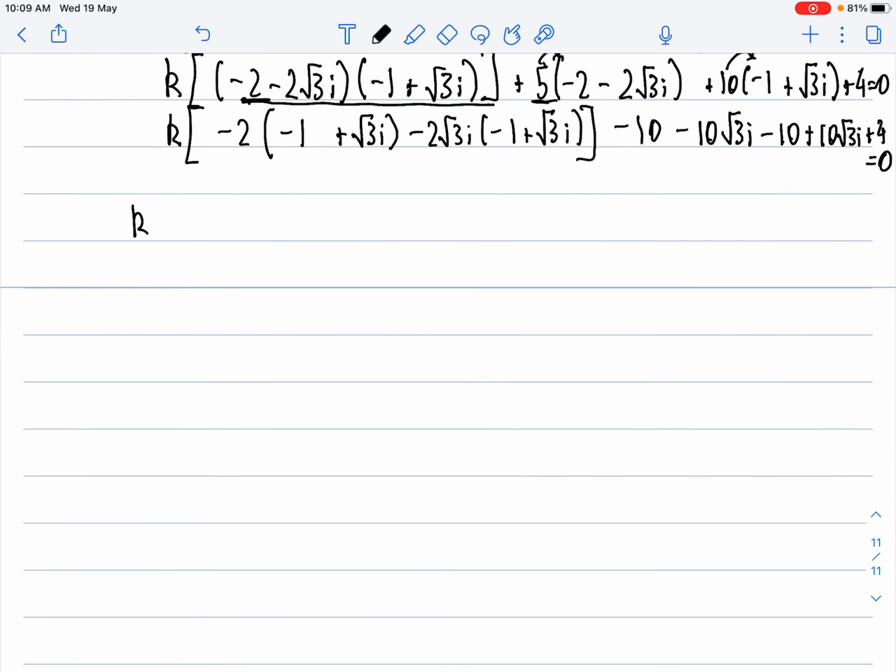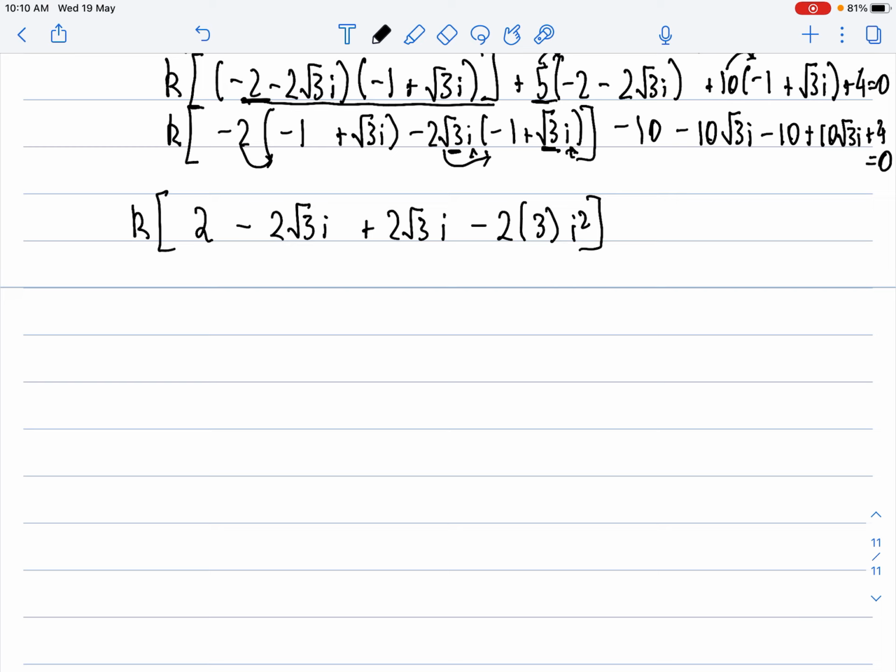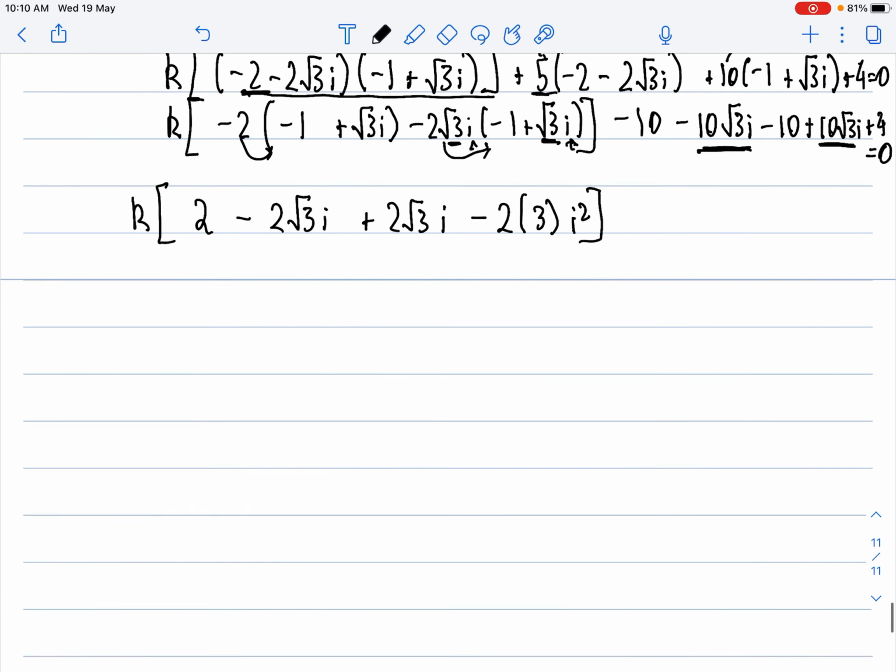So now I'll write it here because I need some space. I can take minus 2 root 3i inside to get 2 minus 2 root 3i into root 3i, which gives plus 2 root 3i. Minus 2 into root 3 into root 3 gives me 3, and i into i gives me i square. And here, my minus 10 root 3i and plus 10 root 3i get cancelled. So I'll have minus 10, which gives me minus 20, plus 4 equals 0.